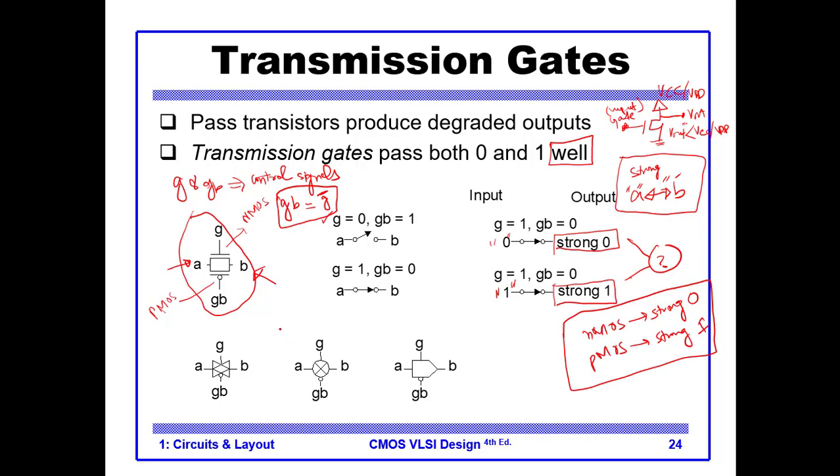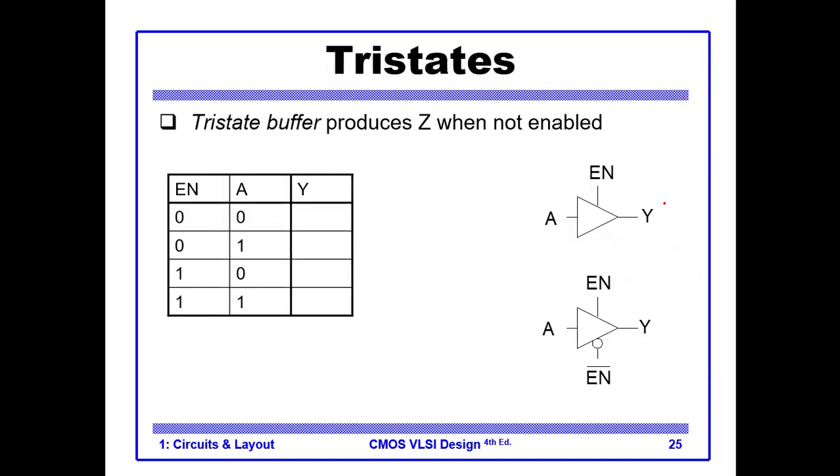In the case of pass transistor, this cannot happen because there is no degradation across the transistor. We just connect two signals together. They are just two wires connected together. So whatever is the strength here, the strength is transferred to the other side. So that's why the pass transistors, transmission gates are good, and they pass strong 0 and strong 1.